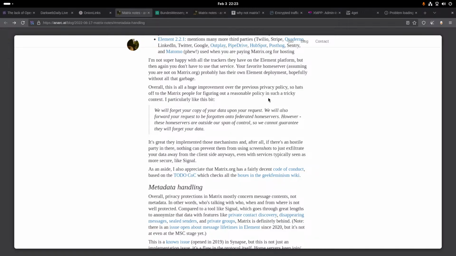That's true. And aside, I also appreciate that Matrix.org has a fairly decent code of conduct based on the Contributor Covenant, which checks all the boxes for the Geek Feminism Wiki. What a funny name.